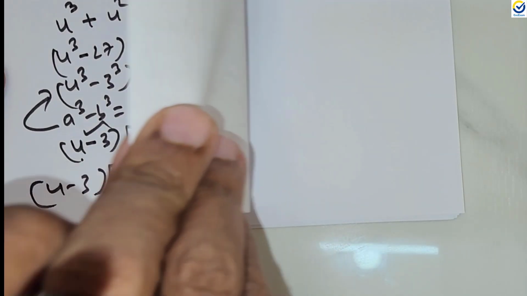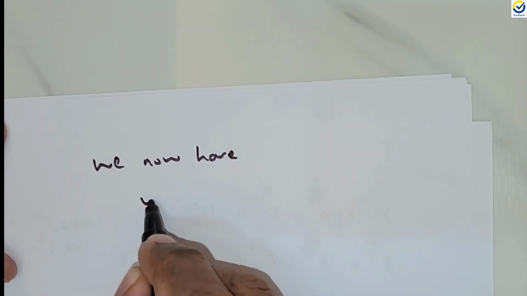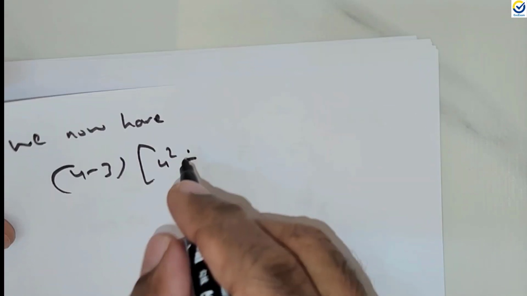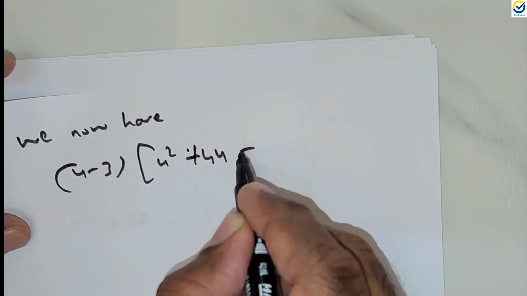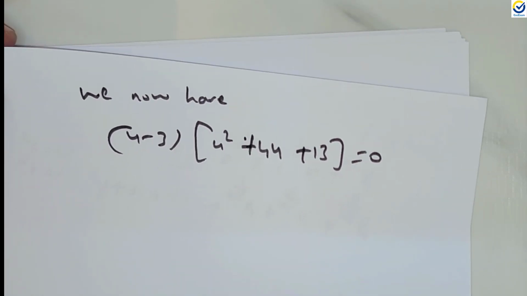Let me go to the next slide and rewrite this. We now have u minus 3 times u squared plus 4u plus 13 is equal to 0.